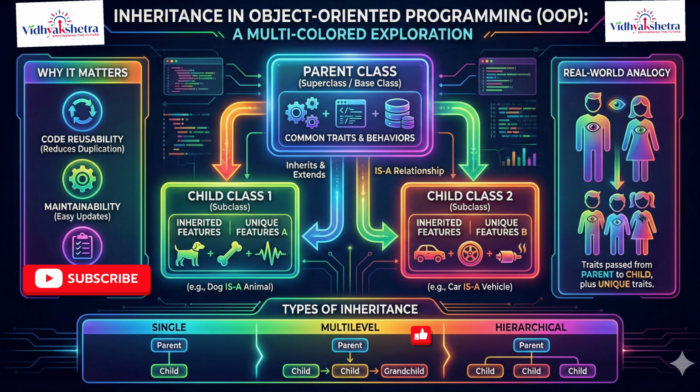To understand inheritance better, let us consider a real-world analogy. Think about the concept of family inheritance. Children inherit physical and behavioral characteristics from their parents, such as eye color, height, or habits. However, each child also has unique traits that make them different from others. Similarly, in object-oriented programming, a child class inherits common properties from a parent class while also adding its own unique features. This analogy makes inheritance intuitive and easy to understand.